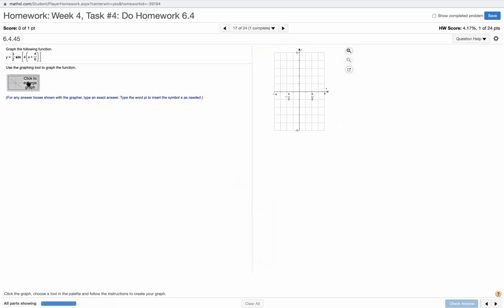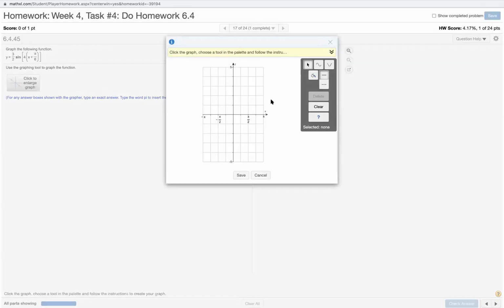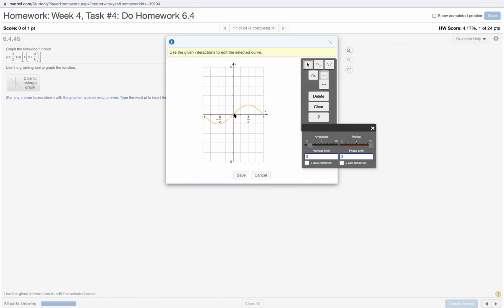Okay, so I'm going to click enlarge graph. Let's see, we got sine wave. Click on the sine wave. Plot any point, just click. That'll just bring this up, and then you can get it right. Okay, and then you're inputting the correct values. Ooh, 3/2. It's only going to want decimals here. So my vertical stretch, 3 divided by 2 is 1.5.